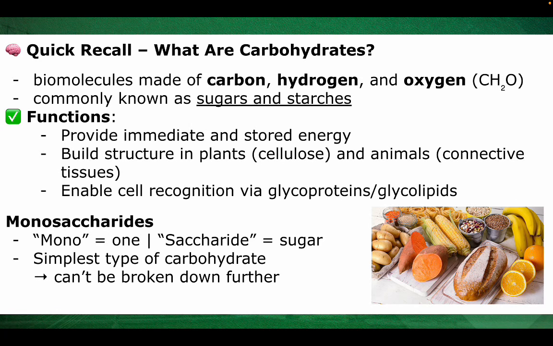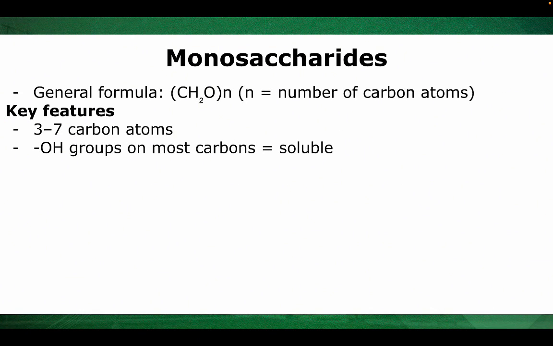So mono means one, saccharide means sugar. So monosaccharides are the simplest types of carbohydrates. They follow the formula CH2ON, where N is the number of carbon atoms. Most common monosaccharides have 3 to 7 carbons. And a key feature that they have is the OH group. The OH groups in monosaccharides make them polar and soluble in water. This is very important because it means they can travel easily in our bloodstream and be used for quick energy.